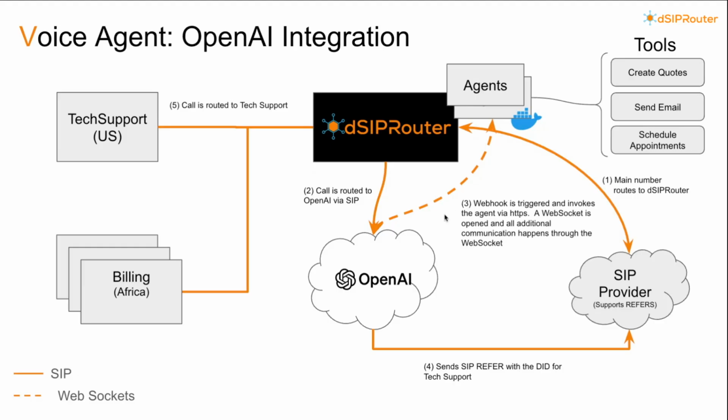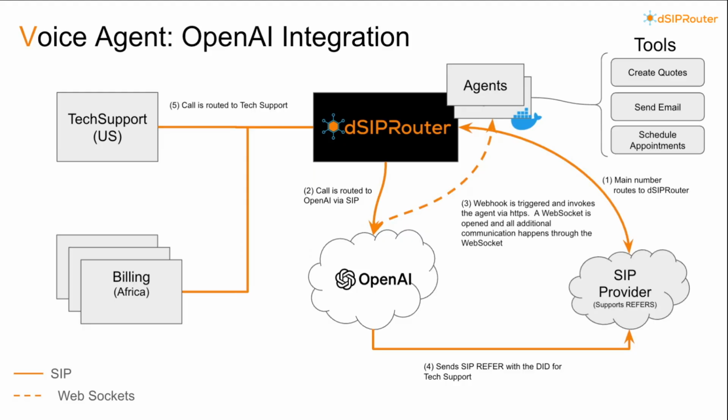All right, let's keep going on here. Let's say in your use case that someone says, speak to an agent. When they say speak to an agent, what we'll do is basically a SIP refer, which will go back to the SIP provider, and the SIP provider will then route the call to another phone number that represents maybe tech support, for example.